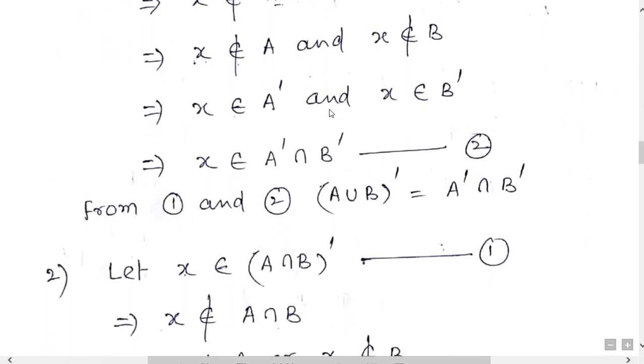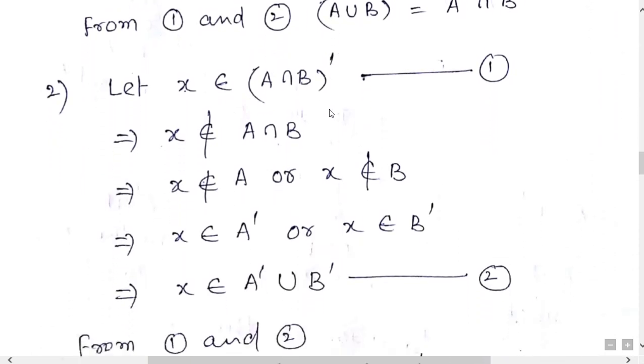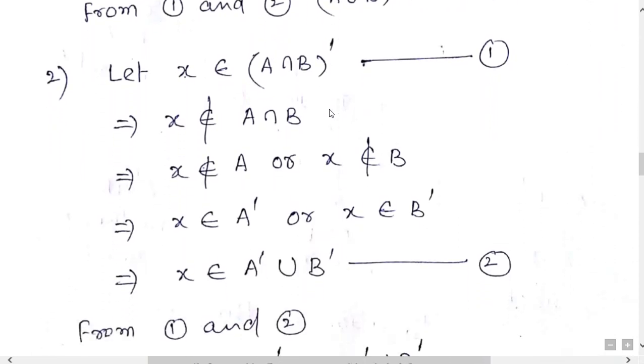Now let us start with the second one. The first step is X belongs to (A intersection B) complement. It means clearly I can write X doesn't belong to A intersection B. Then open the bracket: X doesn't belong to A or X doesn't belong to B, because in place of intersection I can write OR. If the doesn't-belong-to symbol is there, then I have to write OR, otherwise I have to write AND.